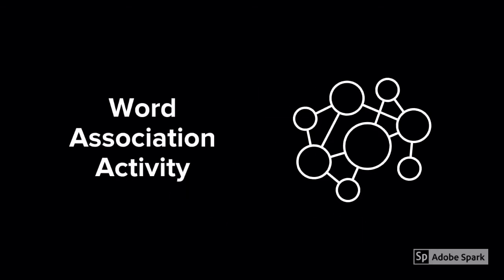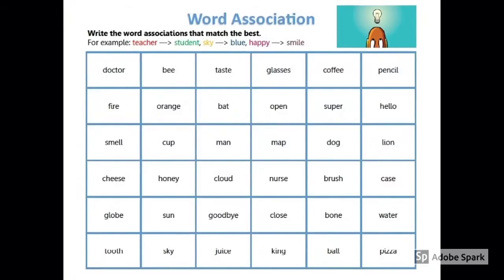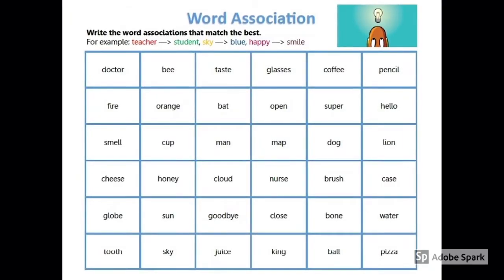Now usually word associations go something like this. A word is chosen, usually randomly, and a player will find a word that they associate with it and make it known to all the players, usually by saying it aloud or writing it down as the next item on a list of words. However, this activity changes this from a group activity to an individual activity. Here's how my word association activity goes.